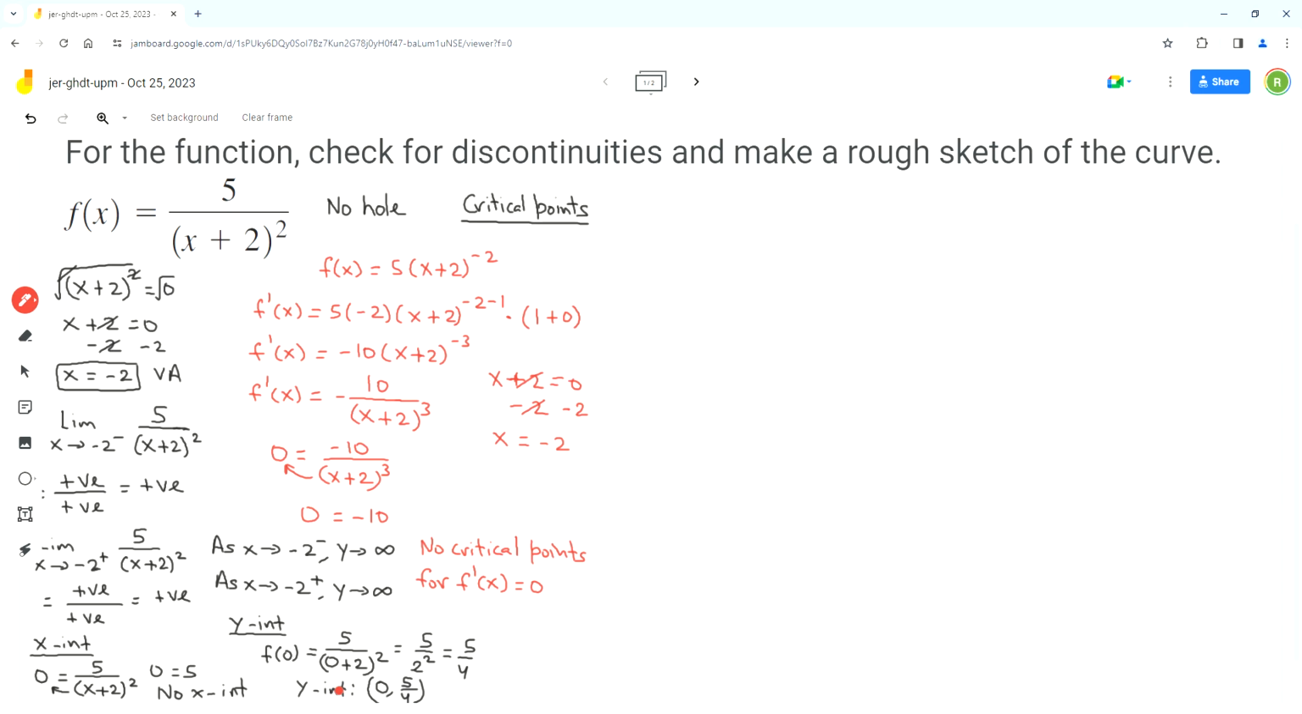Now we got this x equals -2 as our vertical asymptote. So we don't need to analyze this any further. And we have also found out the end behavior around the vertical asymptote. Now the next step is to find the horizontal asymptote for this rational function.